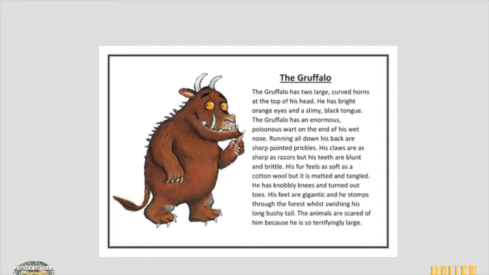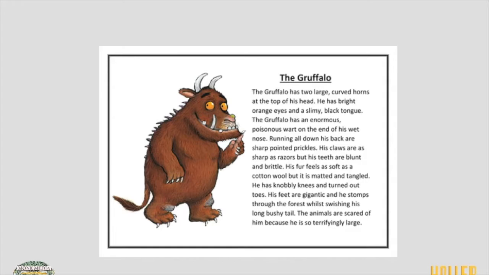The Gruffalo has an enormous poisonous wart on the end of his nose. Running all down his back are sharp pointed prickles. His claws are as sharp as razors, but his teeth are blunt and brittle. His fur feels as soft as cotton wool, but it's matted and mangled. He has knobby knees and turned out toes. His feet are gigantic and he stumps through the forest, swishing his long, bushy tail. The animals are scared of him because he is so terrifyingly large.